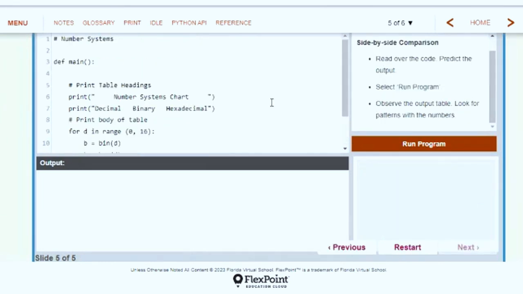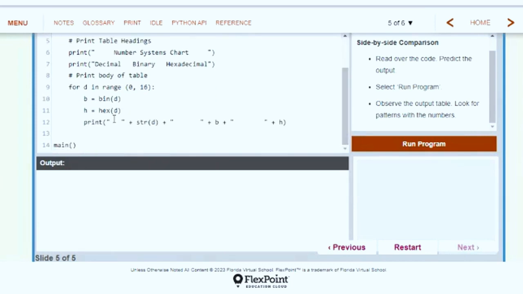Okay, our last example, define main, print table headings. Print, here's a number systems chart. So it's printing the decimal, the binary, and the hexadecimal, and it's using a loop. Okay, so this goes for D in range 0 to 16, right? Which means it'll stop at 16 and won't print that. This is a for loop.